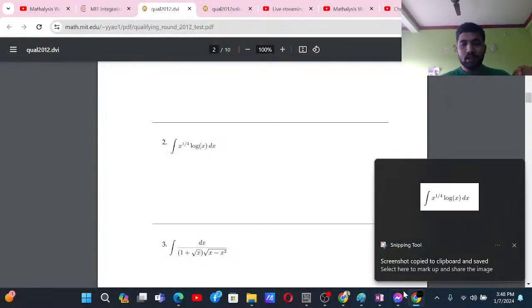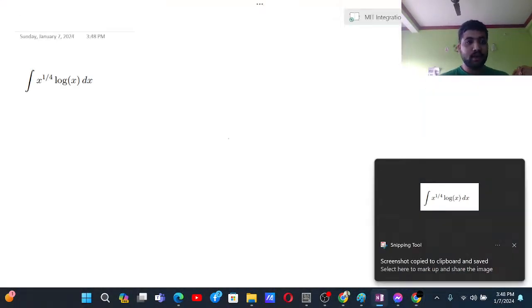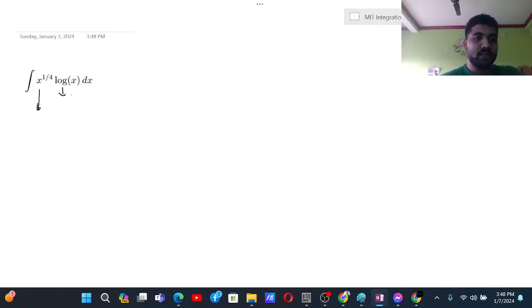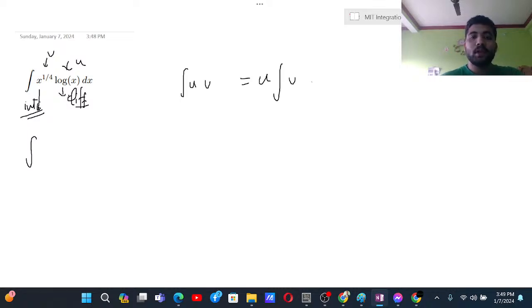So this problem looks like it should be solved from integration by parts. And why? Because there's log x and x to the power 1 by 4, and this can be differentiated and the other one can be integrated. So we can guess that we have to use integration by parts, and log x will be u and the other one will be v. So now the integral of u v is equals to u times integral of v minus integral of du dx and then integral of v.